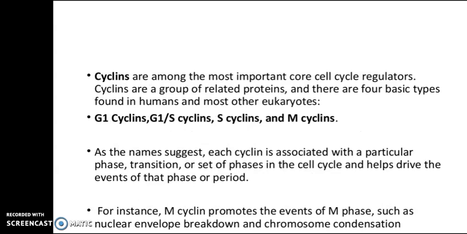Cyclins are among the most important core cell cycle regulators. Cyclins are a group of related proteins, and there are four basic types found in humans and most other eukaryotes. That is G1 cyclins, G1S cyclins, S cyclins and M cyclins. As the name suggests, each cyclin is associated with a particular phase, transition or set of phases in the cell cycle and helps drive the events of that phase or period. For instance, M cyclin promotes the events of M phase, such as nuclear envelope breakdown and chromosome condensation.